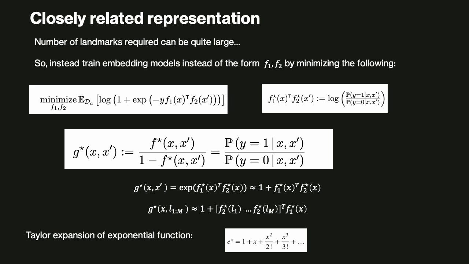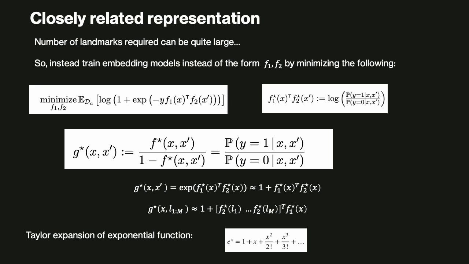So instead, what the authors chose to do was to train embedding models of the form F1, F2 by minimizing the following. Here we see that the product F1 and F2 is the log of the fraction where in the numerator we have the similarity, and in the bottom we have the probability that they're dissimilar. And as you can see from the G star, the original text embedding is actually an exponential function of this product.